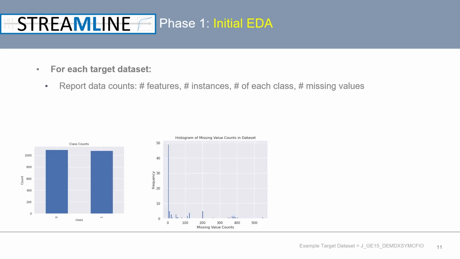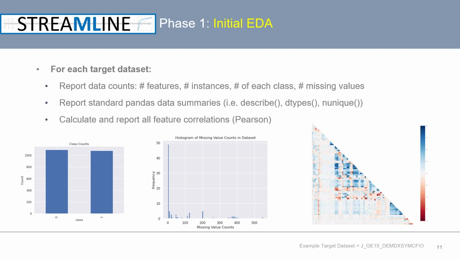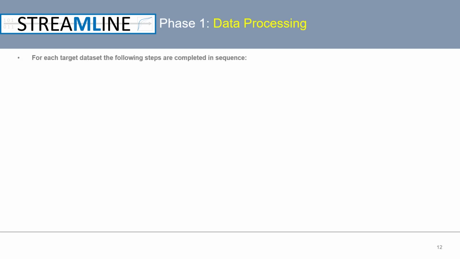It will generate a bar plot illustrating class balance or imbalance, and a histogram of data missingness across features in the dataset. It will also report and save standard pandas data summaries, including function outputs of describe, data types, and number of unique. And it will calculate and report all pairwise feature correlations, also generating a corresponding feature correlation heat map.